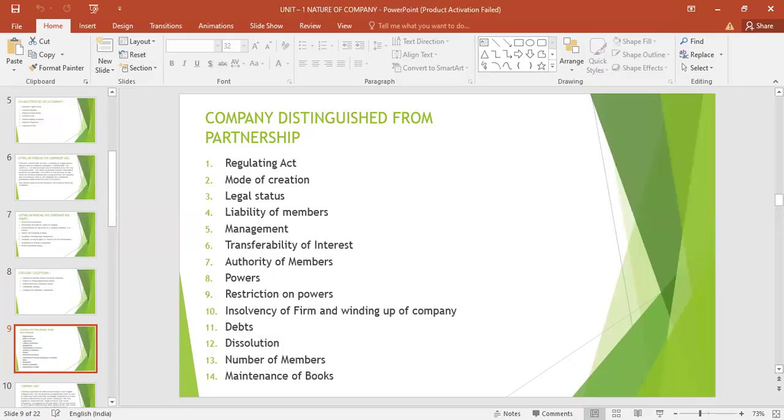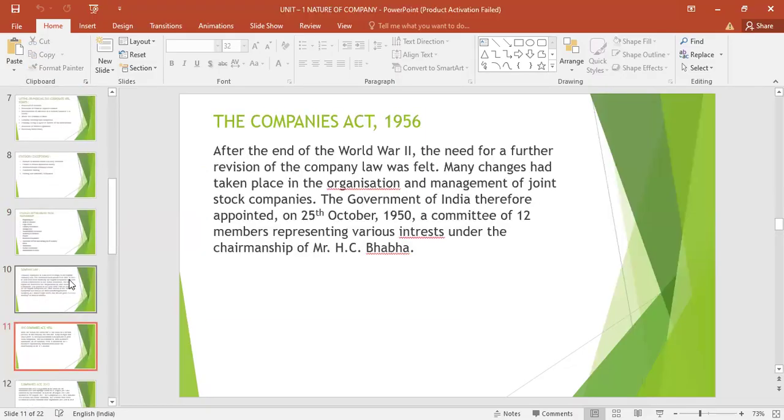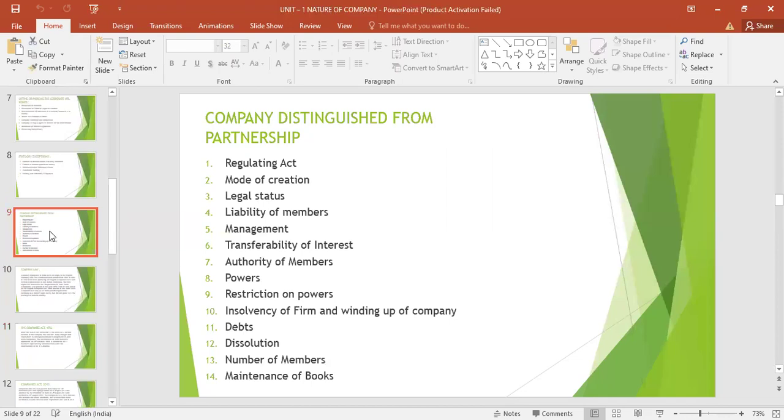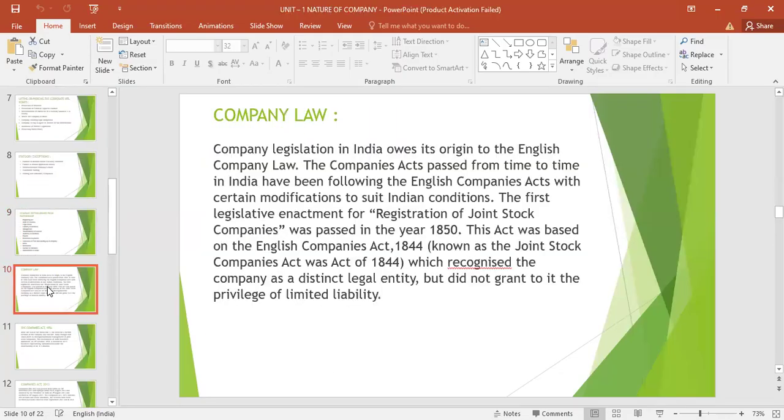Everything will be mentioned in the Companies Act. Even when we start the business from the beginning itself, we have to follow all the rules and regulations, whether it is the Companies Act or the partnership firm. Okay, then we can move further.